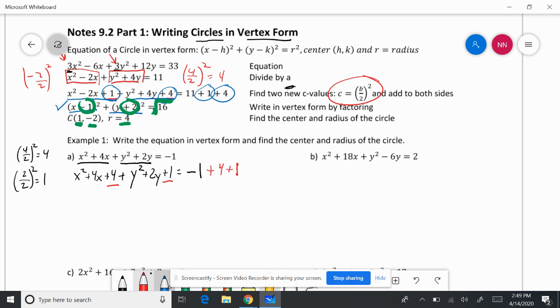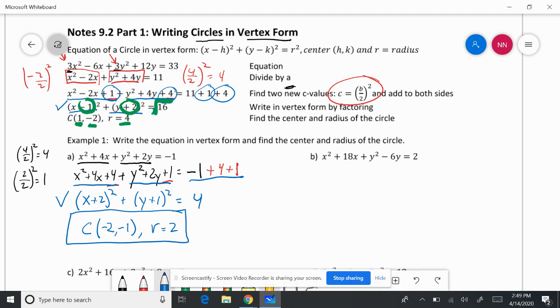Now what we're going to do is factor. So when we factor this trinomial, we get an x plus 2 squared. When we factor this trinomial, we get a y plus 1 squared. And then when we add the other side, this right here becomes 4. This is our equation. Now, in order to find the center, it's our opposite. Negative 2, negative 1. And our radius is always the square root, so that means that our radius is 2. And that right there is our answer.